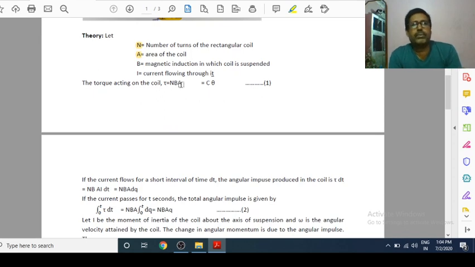When current flows through this coil, a torque acts on the coil. How much? NBIA, or NBAI. I is missing here, so you have to correct it. You have to read it as tau is equal to NBAI, and it is equal to C theta. Theta is the deflection due to current in the coil, and C is the restoring torque, or torsional rigidity per unit twist.